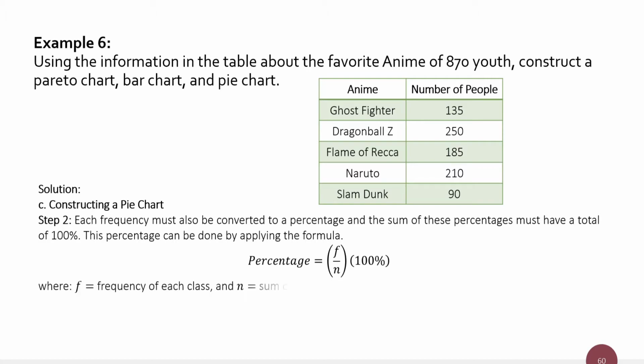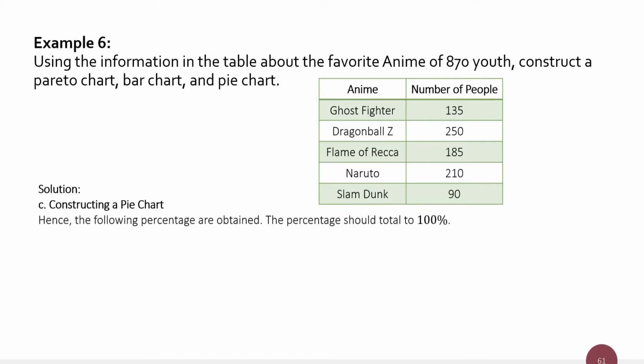Okay. So where F is equal to the frequency of each class and N is the sum of frequencies. Hence, the following percentages are obtained. The percentages should total 100%. So kung kanina, yung total ng ating degrees is total ng 360 degrees, dito, dapat lahat ng ating given ay magtototal ng 100%.